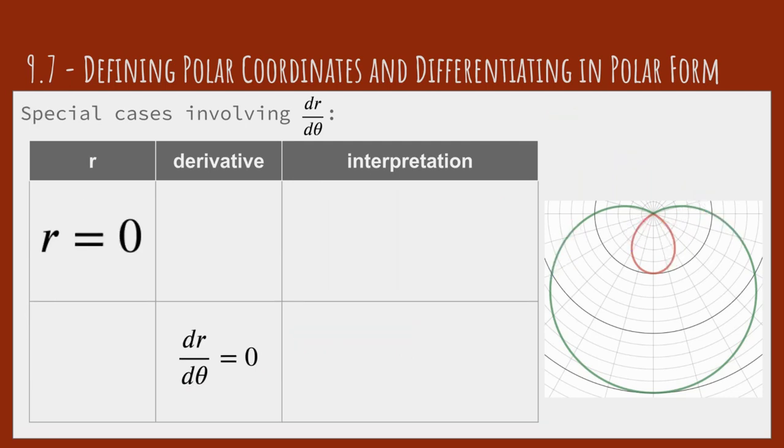A couple other special cases with dr d theta. One, if r is 0, it doesn't matter what the derivative is here. If r is 0 and our object is moving, then no matter what, it has to be moving away from the origin. Because if r is 0, it's at the origin. It's an important idea there. If r is 0, then it's at the origin. So if it moves at all in any direction, then it's moving away from the origin.